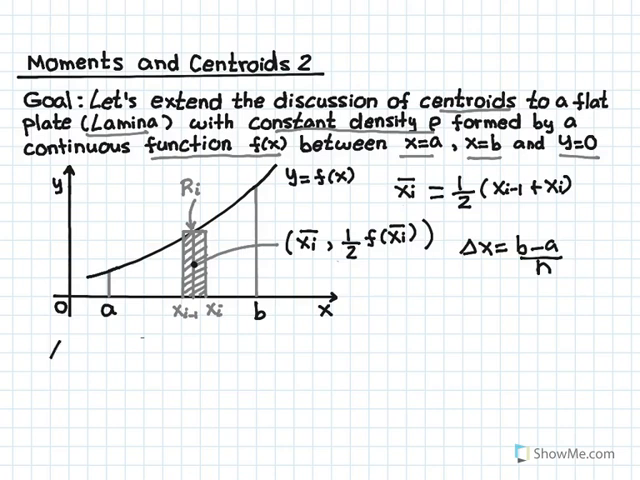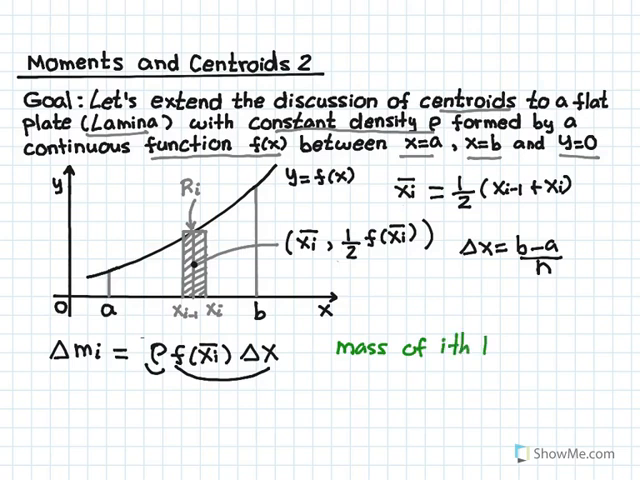So delta mi, the mass of this rectangle, is simply going to be rho times f of xi bar times delta x. So density times the area of the rectangle. This is the mass of the ith rectangle. Let's call this Ri, R subscript i.